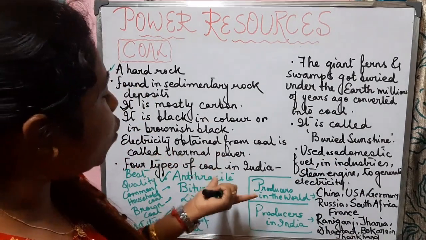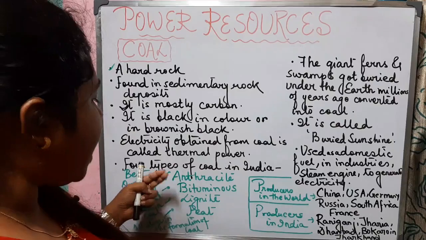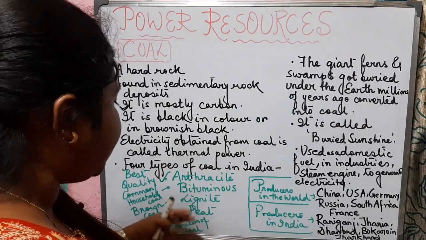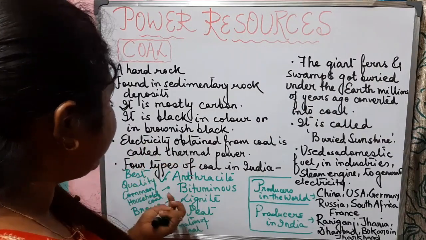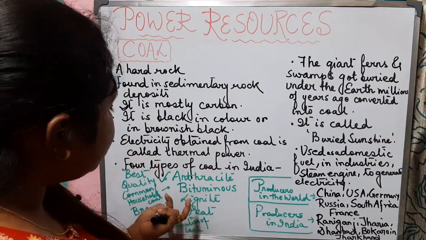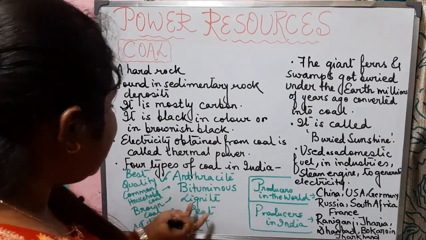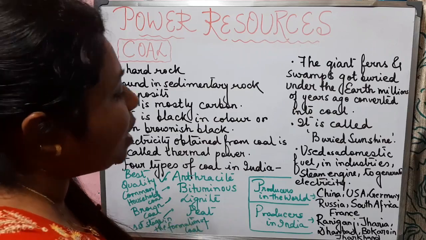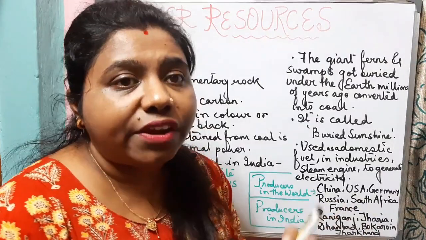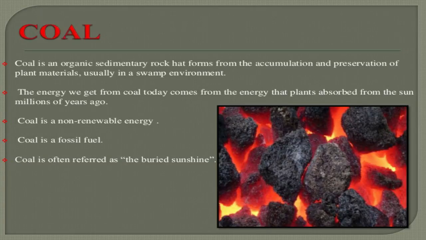There are 4 types of coal that are found in India: the anthracite, the bituminous, the lignite and the peat. Anthracite is the best quality of coal. Bituminous is a common and household coal. Lignite is a brown coal, and peat is the first stage in the formation of coal. The coal has various uses, like it is used as domestic fuel, in industries, steam engines and so on.